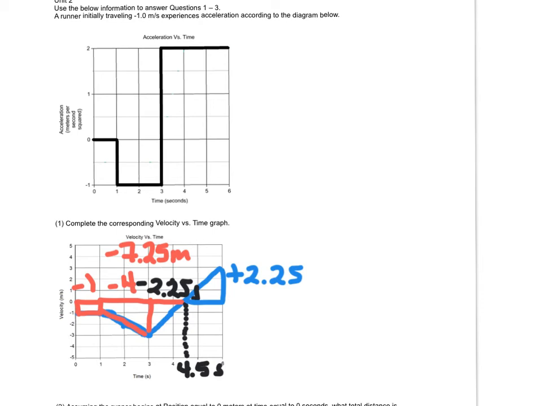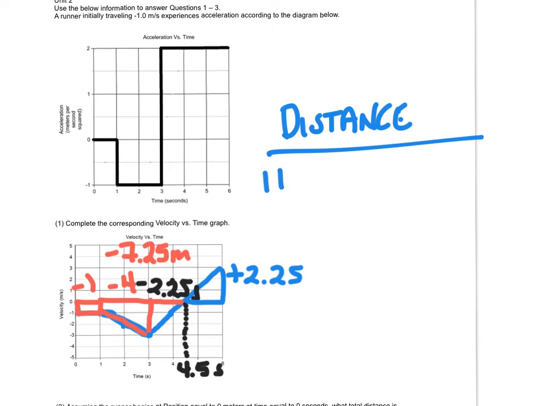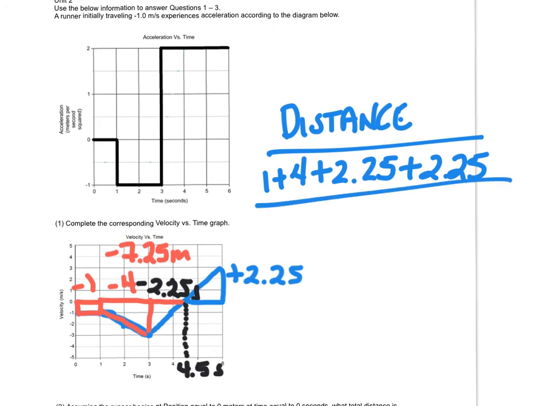So finally, we can say, well, what's your total distance traveled? Well, your total distance traveled, remember, distance doesn't care about directionality. Your total distance traveled in that particular case would be 1 plus 4, so total distance traveled there would be 9.5 meters.